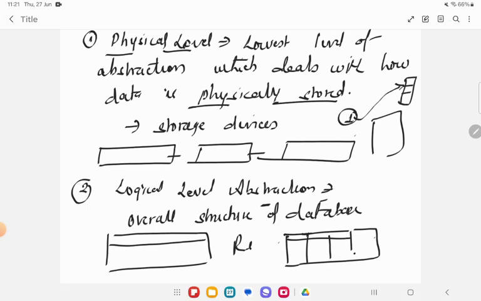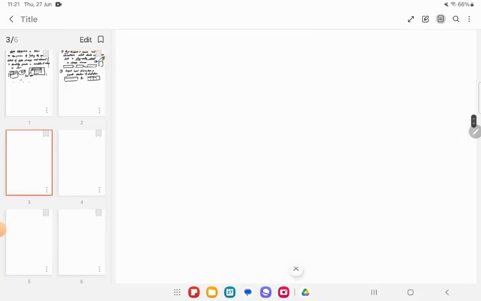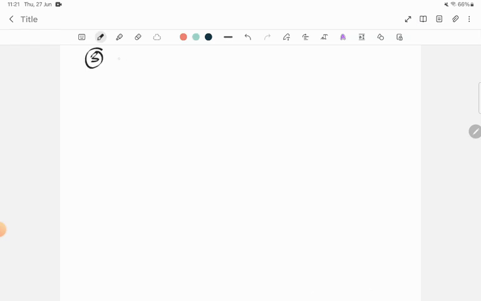Okay, so let's go to the next level of abstraction. The third level of abstraction is view level abstraction.